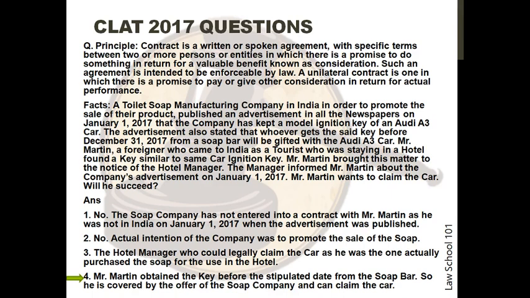You may have realized that this is a general offer. As the foreigner is made aware of the offer by the manager and has the key, he can so take it to the company, thereby completing the performance to be entitled to the Audi A3 so long as this is before December 31st.